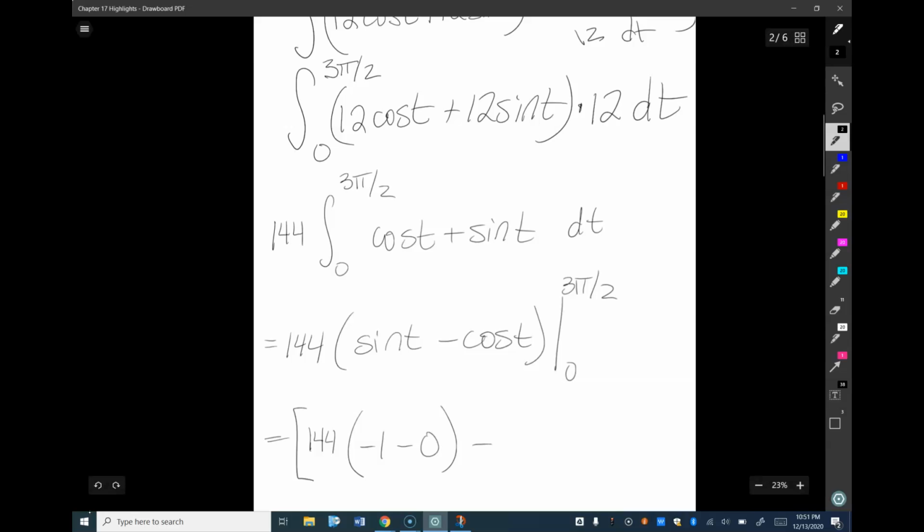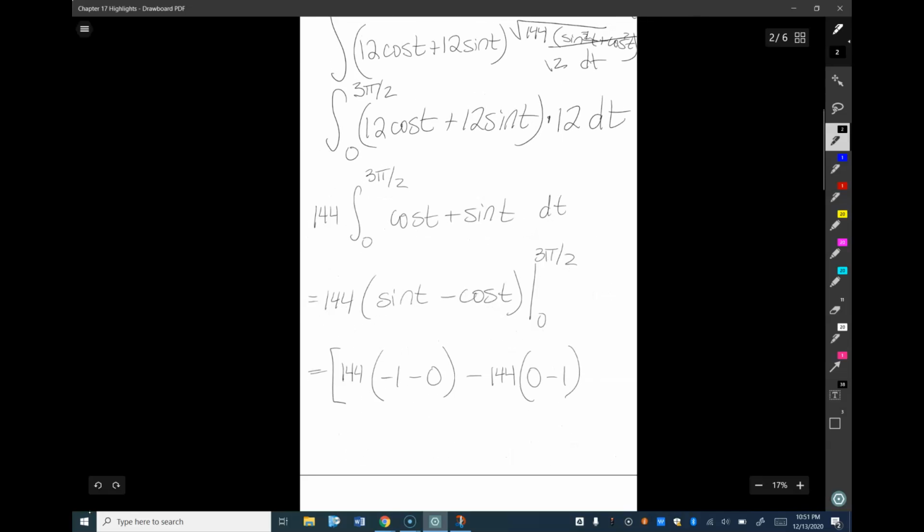And then we need to subtract what we get when we plug in 0. Sine of 0 is 0. Cosine of 0 is 1. And there's a subtraction there. So we've got negative 1 minus 0.